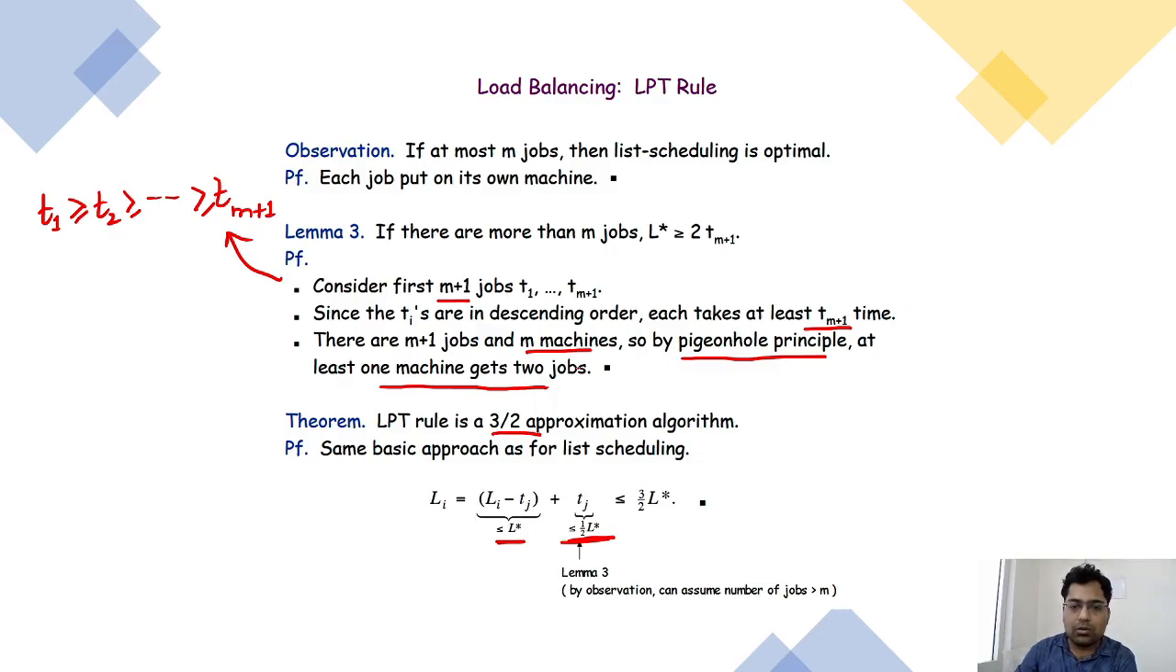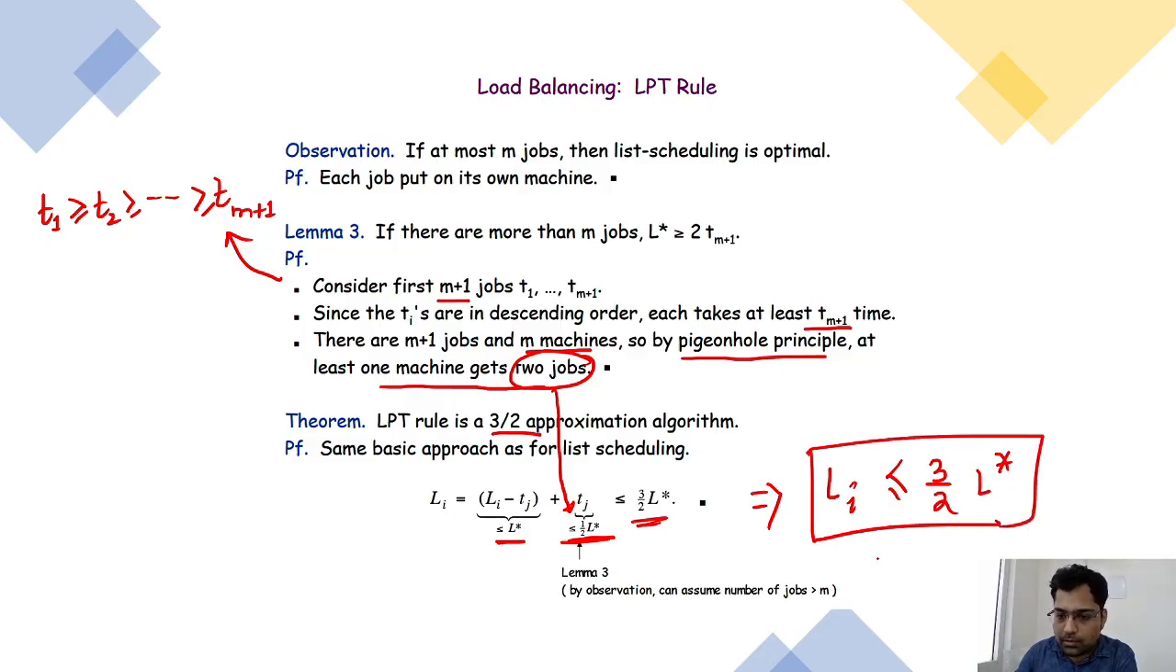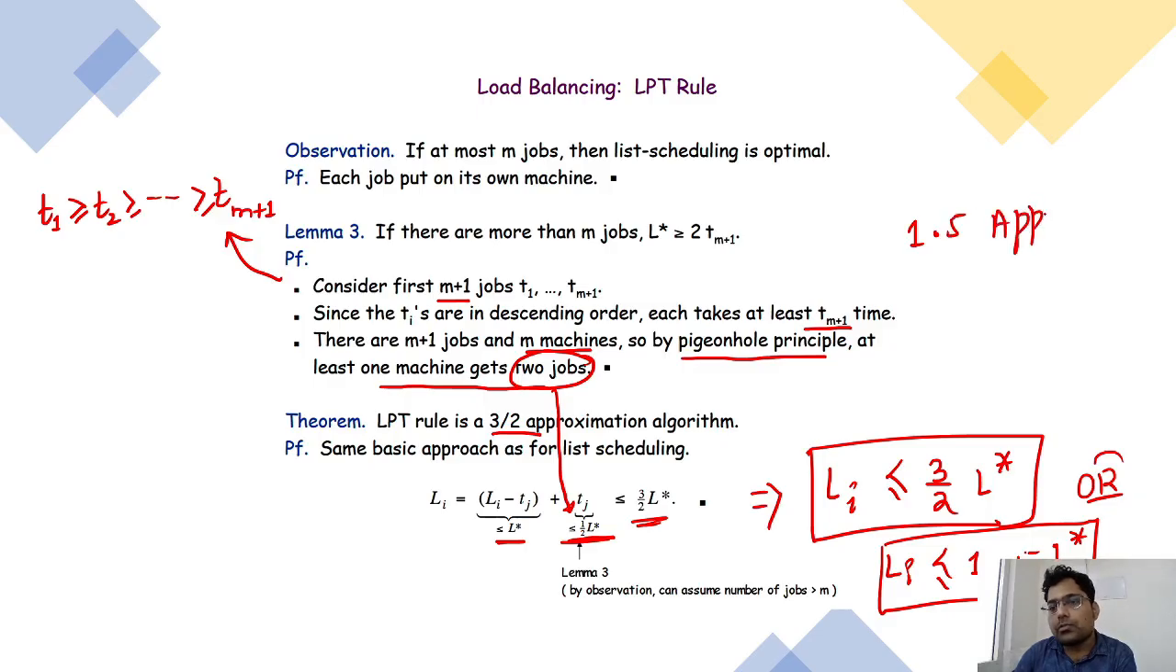As we have already said, two jobs. Based on the two jobs, if we are running just one job there, we take L star. If it is two jobs, we divide it by two. So whenever we divide it, we get Li is less than or equal to 3 by 2 L star, or sometimes we write it as 1.5, or sometimes Li is less than 1.5 L star. Okay, this represents 1.5 approximation. I'm just writing it here.